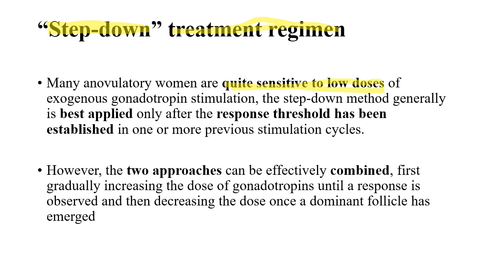So how can we deal with it? If the patient has undergone one or more previous cycles, then we'll see the dose at which the response was achieved in that cycle, and we will start the step down regime using that threshold. So it will lead to decreased chances of the side effects. Thus we can do a combined approach. That is, first we will start increasing the dose of gonadotropin till we achieve a response, and then we will decrease the dose of gonadotropin if we see a dominant follicle. This is the combined approach and it will prevent the side effects.